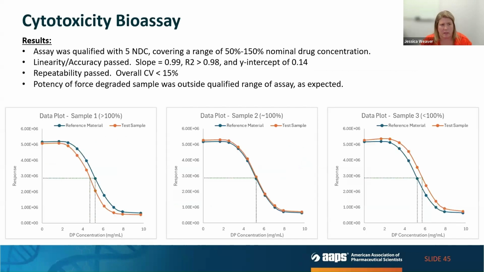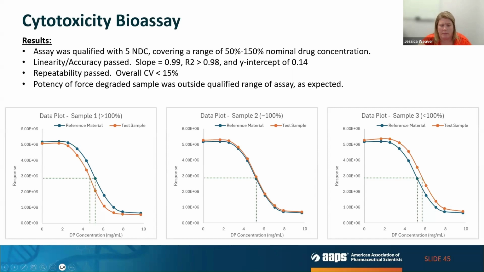In this particular case study, we qualified an assay with 5 different nominal drug concentrations covering a range of 50 to 150%. We looked at linearity and accuracy, and those both passed. As you can see, the higher the drug concentration, the more cell death you get, and therefore the lower the signal in this example. The repeatability passed, with overall CV less than 15%, and the potency of a forced degraded sample was outside the qualified range of the assay, so it indicates that this assay was also stability indicating.